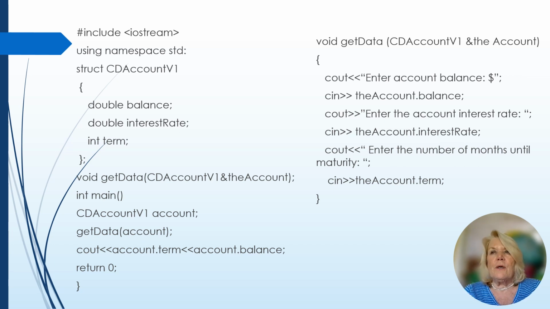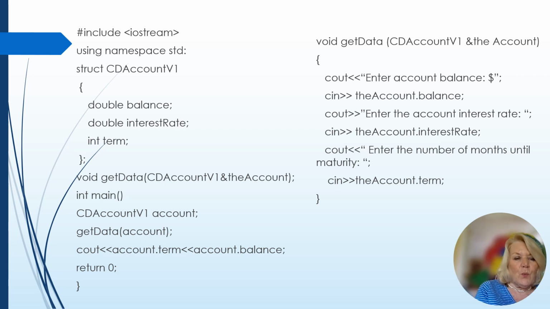Now in your function definition, the account that's up at the top in the header is just a placeholder. When we call that function in the main function, we'll be giving it a specific struct variable that we've created. But basically what you're doing in getData is assigning values to balance, interest rate, and term.